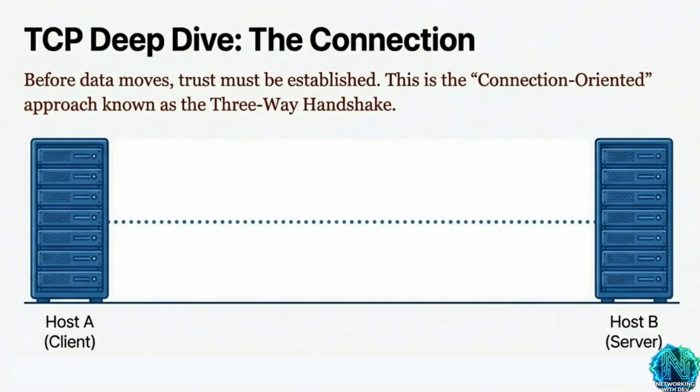Now that we've established why speed is the priority for certain applications, let's go back to the reliable side of the house and start our TCP deep dive. Before a single byte of data moves from host A to host B, trust must be established between them. Unlike the fire and forget nature of UDP, TCP uses a connection-oriented approach.